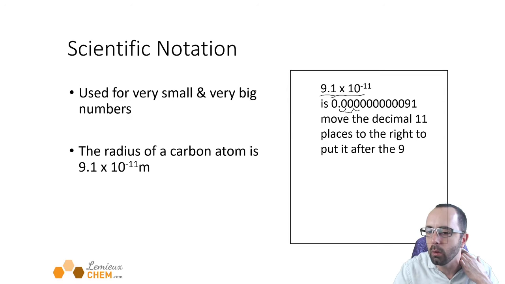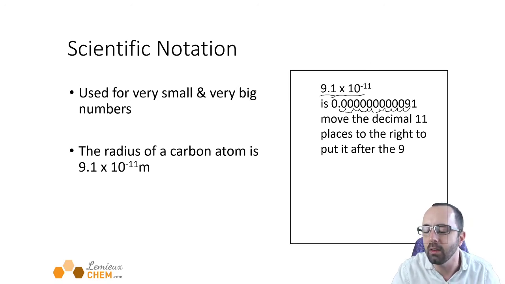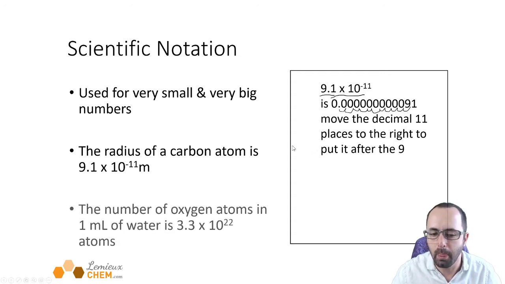1, 2, 3, 4, 5, 6, 7, 8, 9, 10, 11. And so this 10 to the minus 11 is indicating to us that the number is actually smaller, such that the decimal place is actually 11 places to the left of where it's written here on the 9. So that's an example of a really small number and how it's much easier to write it in scientific notation than in standard notation.